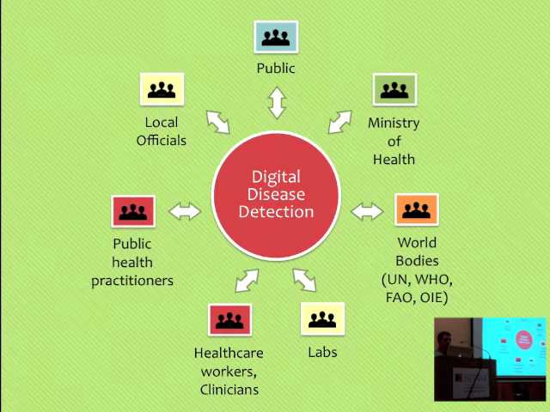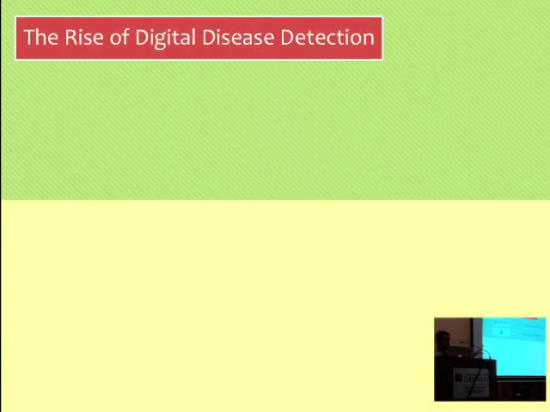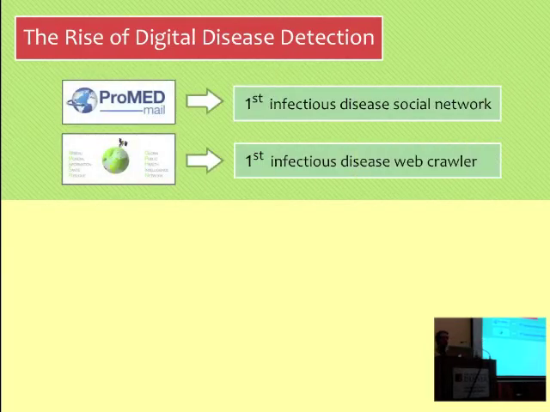So we think this model has been working well since ProMed, and it's hard to see, but this is the Global Public Health Intelligence Network. It's a Canadian group that was essentially the first group that did web crawling, kind of like what we do at HealthMap. They started in 1998. ProMed started in 1994. ProMed's the first infectious disease social network. It's essentially a listserv of infectious disease physicians all over the world that share information about disease outbreaks. They were actually the first group to report anything related to SARS in 2003.